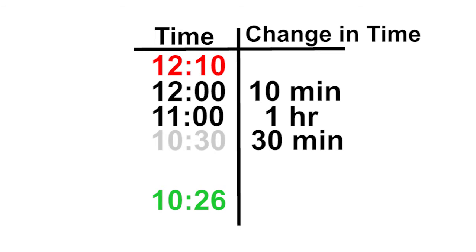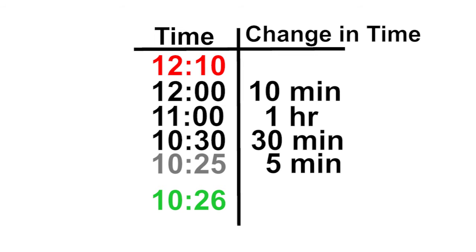I am now at 10:30. I need to get to 10:26. I know if I go back 5 minutes, I am at 10:25. We are not quite finished because the boys started playing at 10:26, not 10:25. I need to subtract 1 minute from my change in time side. After I subtract 1 minute from my change in time side, I can note 10:26 on my time side. The boys started playing at 10:26.